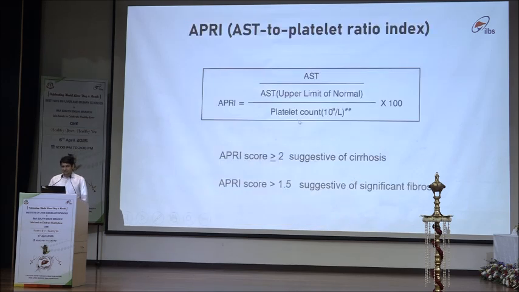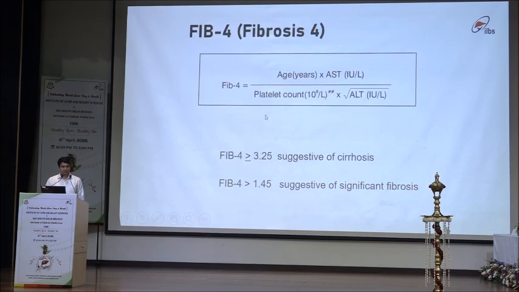So, the bedside tool to assess significant fibrosis is the APRI. The APRI can be done easily. An online calculator is available for APRI and FIB4. With the help of AST and platelet, an APRI score more than 2 is suggestive of cirrhosis. So, these patients require treatment. An APRI score more than 1.5 also suggests significant fibrosis and patients should be treated with antiviral.